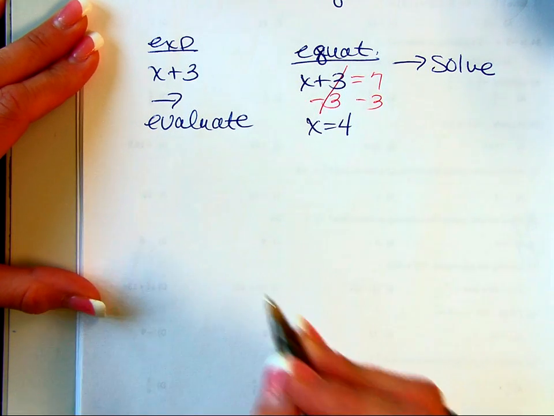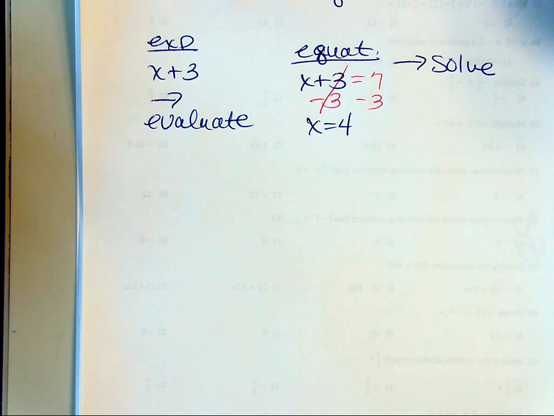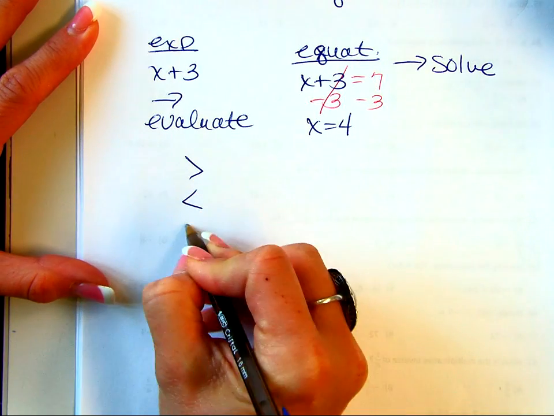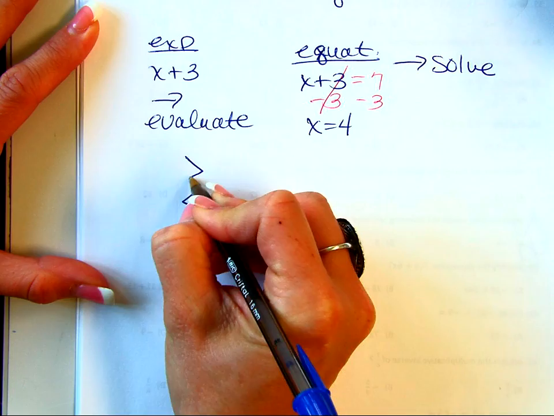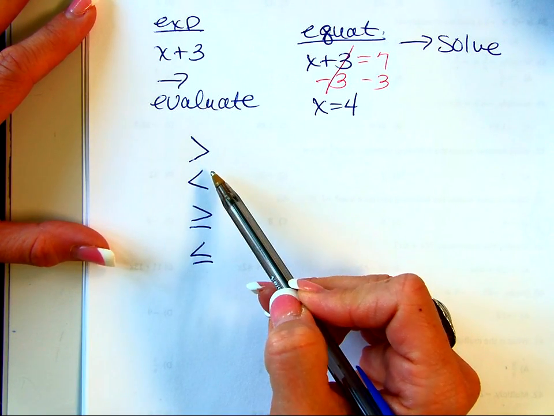I know we did inequalities. There are 4 different inequalities. Do you remember what they are? If you turn your head and pivot around the room, they're everywhere. Josh? Greater than, less than, greater than or equal to, and less than or equal to. Great.